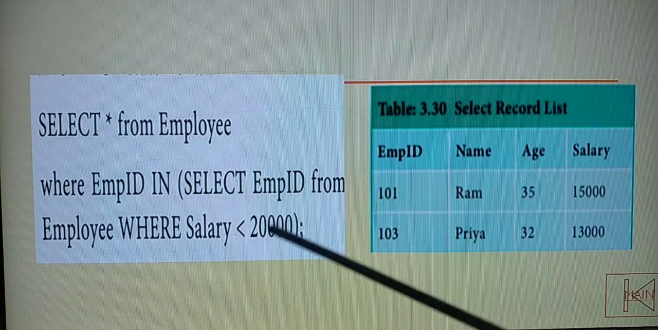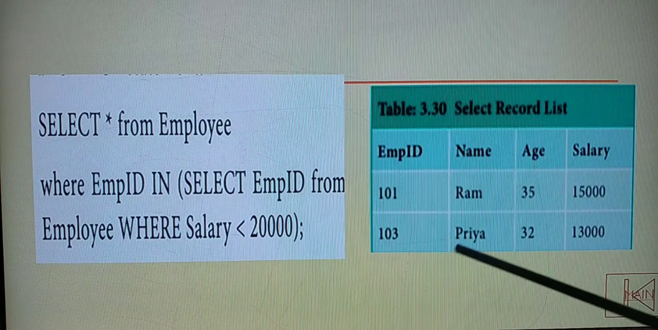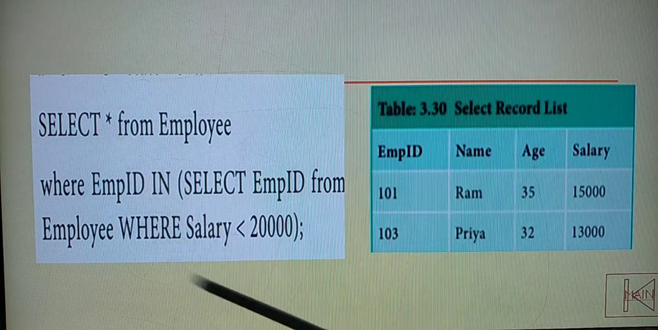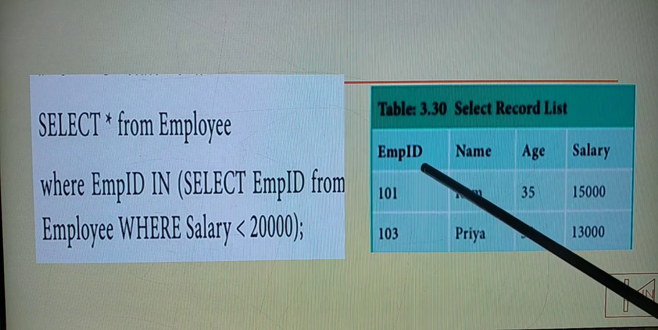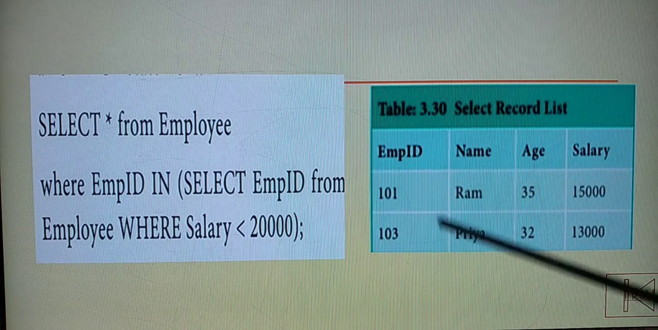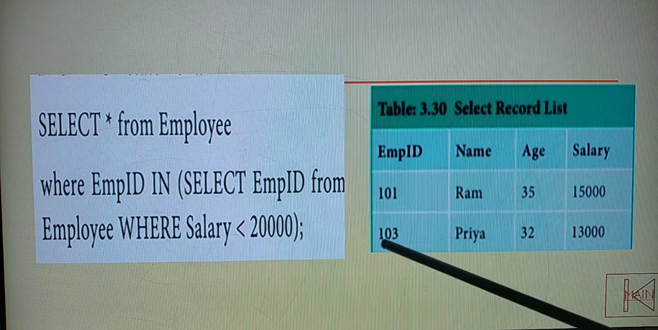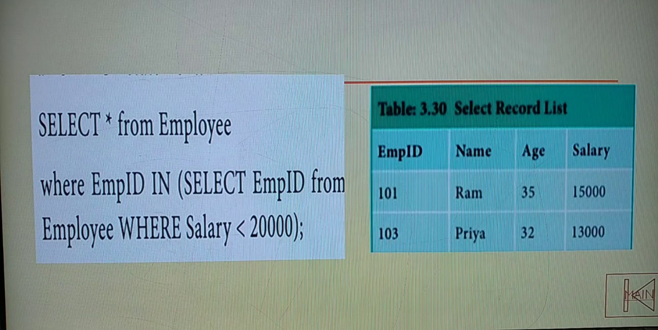The result you already had is 101 and 103. So select star displays all the columns: employee ID, name, age and salary. All 4 columns are displayed, but only 2 records. Why only 2 records? Because only these 2 records satisfy the condition that salary is less than 20,000. So this is the way you have to use the subquery.